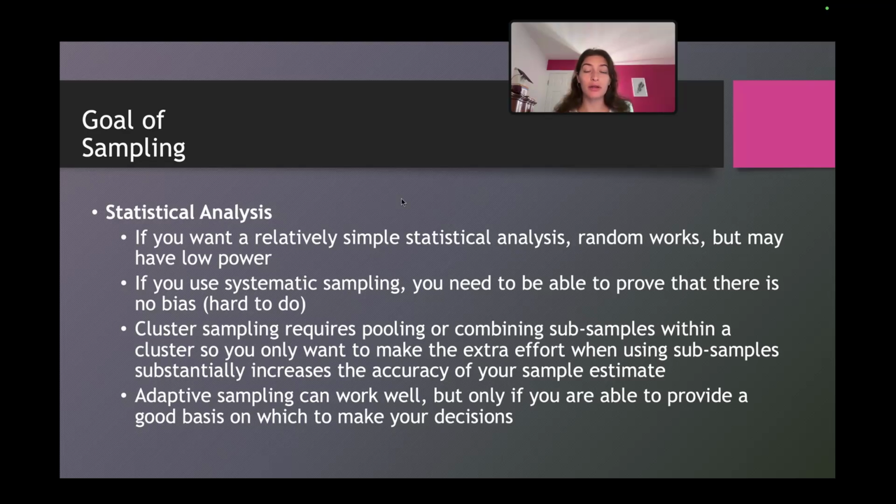The goal of sampling is ultimately statistical analysis, right? If you want a relatively simple statistical analysis, random may work, but you're going to have a low power. If you use systematic sampling, you have to be able to prove that there isn't any bias, which is difficult. Cluster sampling is going to require pooling or combining subsamples within that cluster, so you only want to make that extra effort when you're using subsamples substantially, and that increases the accuracy of the sample estimate. Adaptive sampling can work well, but only if you're able to provide a good basis on which you made those decisions.